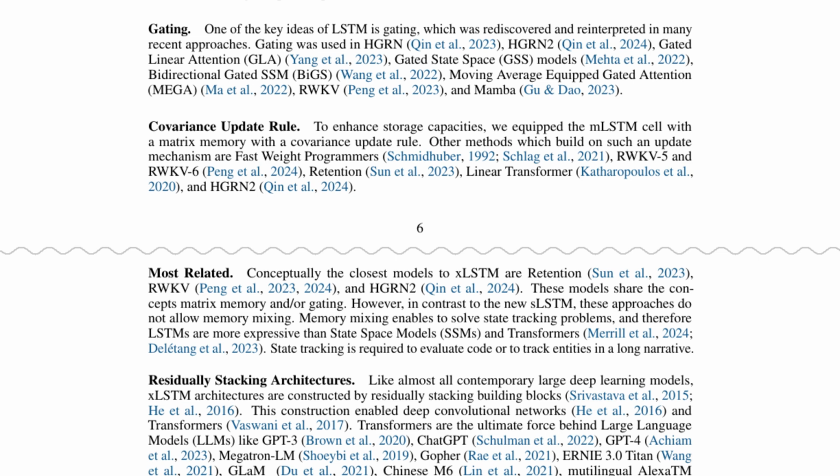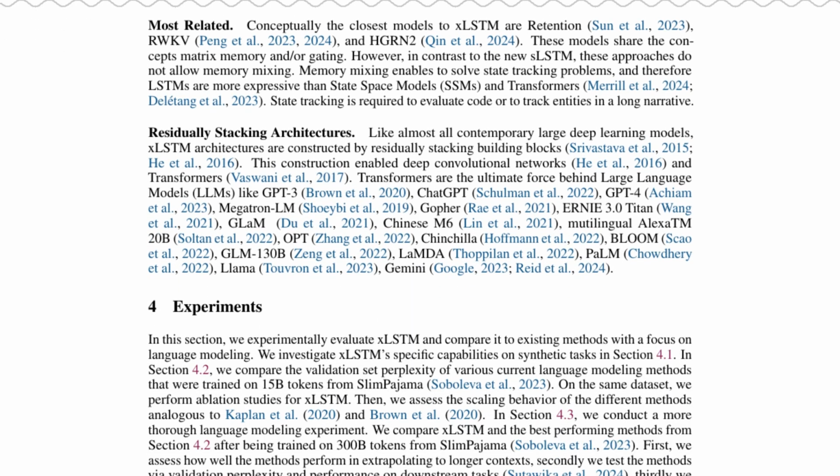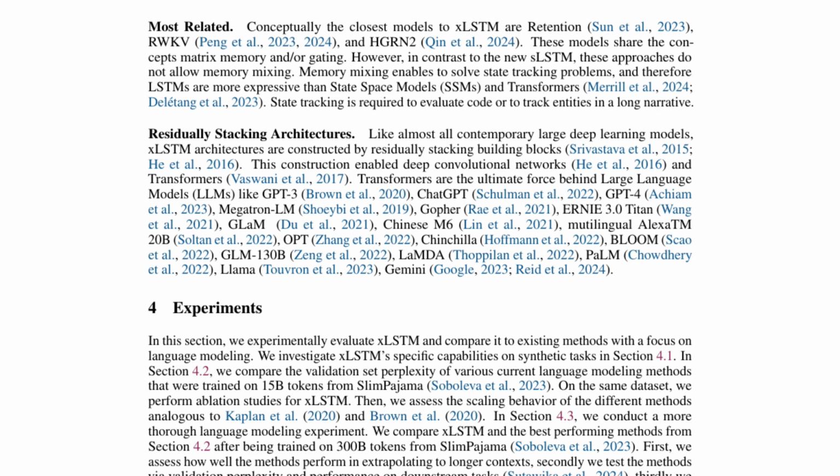Covariance update rule. To enhance storage capacities, we equip the mLSTM cell with a matrix memory with a covariance update rule. Other methods which build on such an update mechanism are fast weight programmers, RWKV5 and RWKV6, retention, linear transformer, and HGRN2, most related. Conceptually, the closest models to xLSTM are retention, RWKV, and HGRN2.